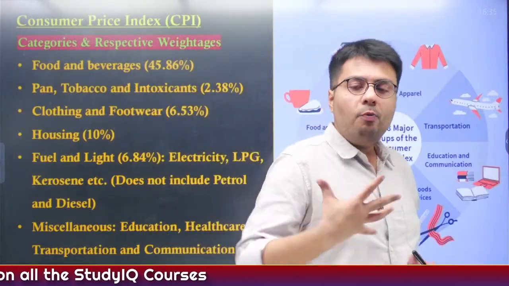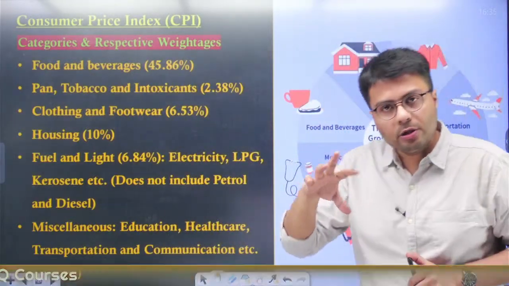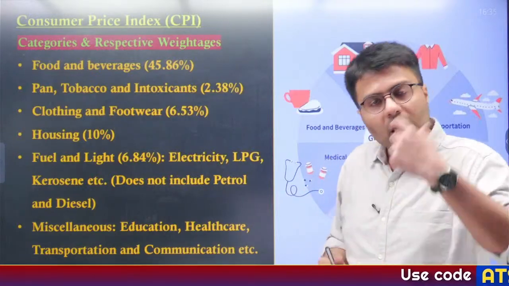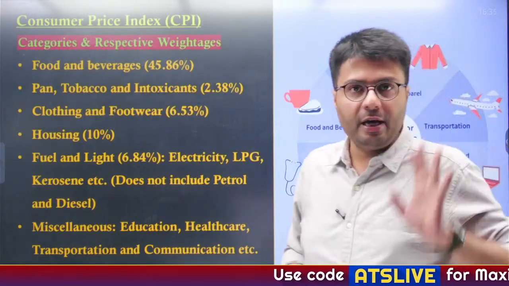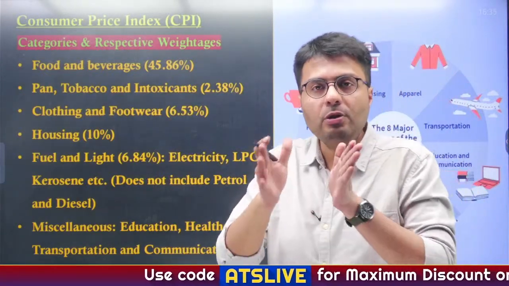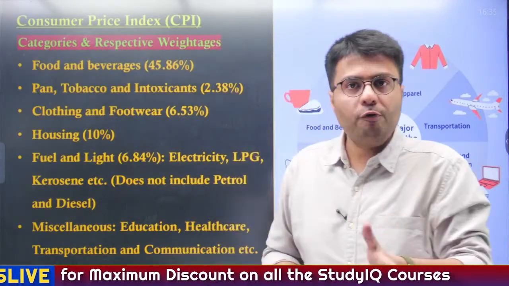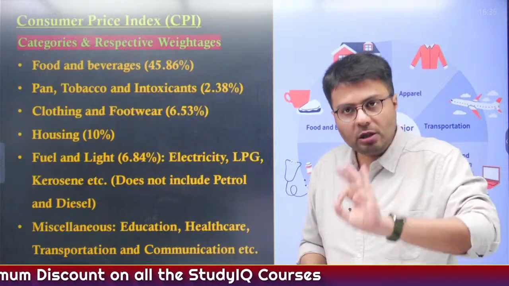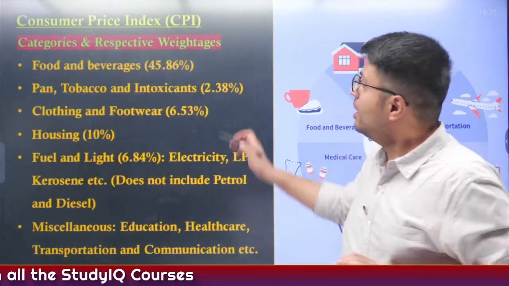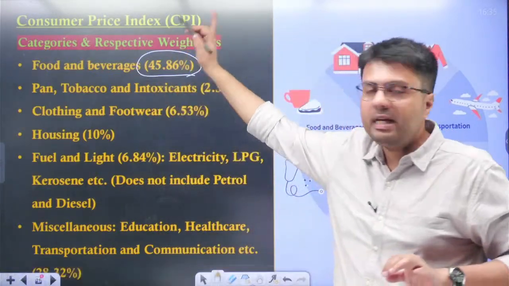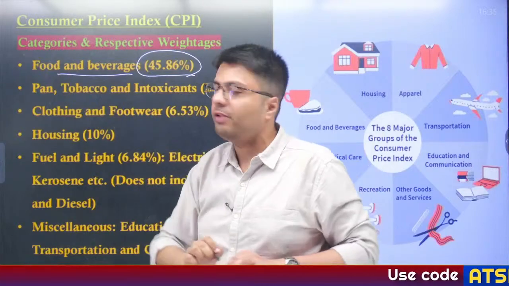Now let us see what is the weightage of different items used to calculate CPI. As you know, you require food every day. So suppose you are spending 100 rupees every day, most of the money you will be spending on food, because you need to eat not just every day but 2 to 3 times every day. That is why the highest weightage in the calculation of CPI is given to food and beverages.